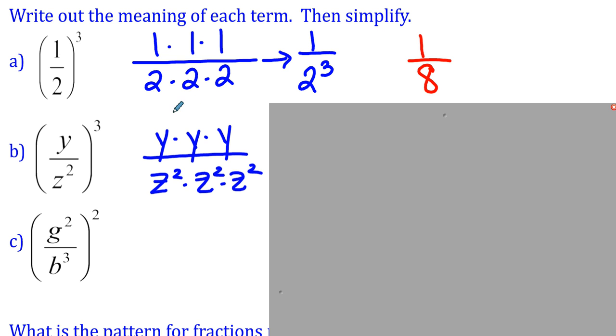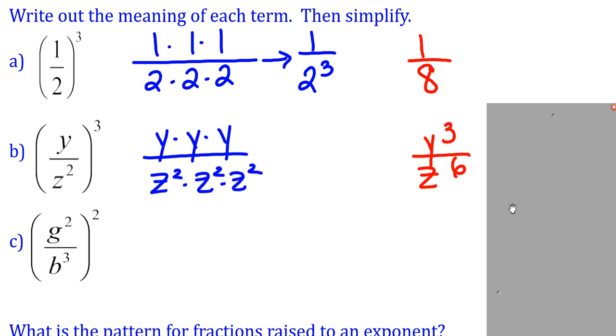So what will we have? We've got y times y times y. Well, that's y to the third. And z squared times z squared times z squared. Well, if I have 2 z's here and 2 z's here, so far we're up to 4, and 2 z's here, we're up to 6, that's z to the 6th. So we've got y to the third, z to the 6th.